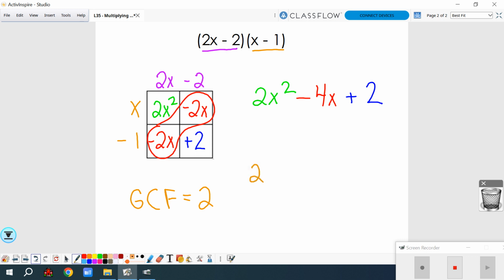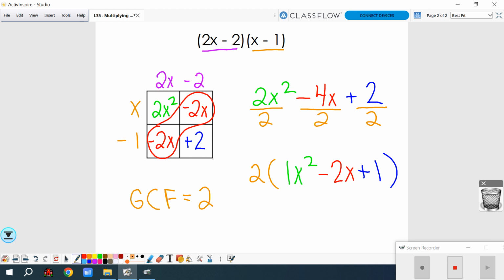2 will go outside my parentheses, and I'm going to go through and divide each of these terms by 2. So 2x squared divided by 2 is going to leave me with 1x squared. I've got a negative 4 divided by 2, which is going to leave me with a negative 2. We'll talk about those addition and subtraction signs in a minute here. And then last but not least, 2 divided by 2 gives me 1.